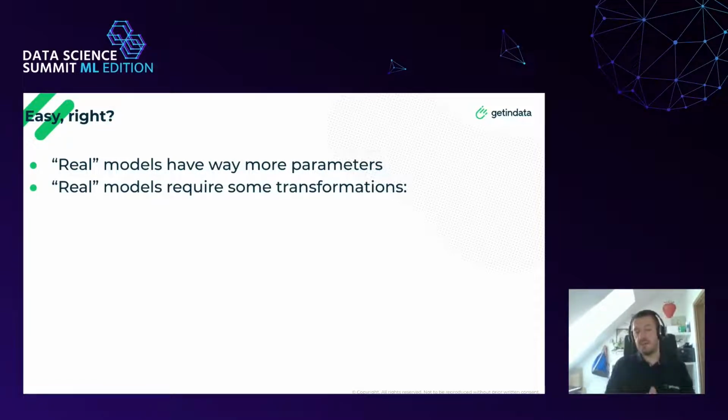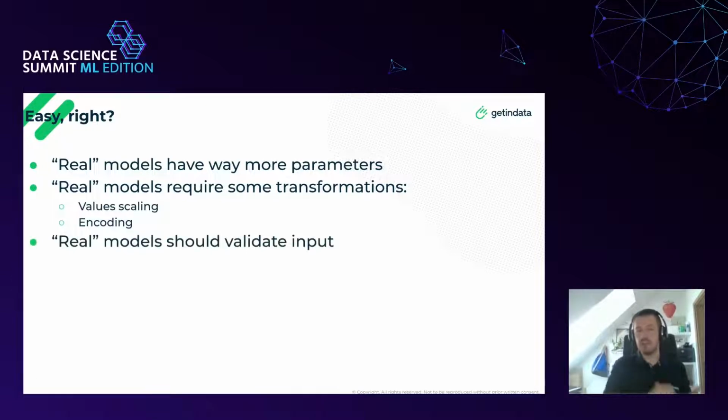Real models, so models that you create, usually require some transformations. By transformations, I mean, for example, value scaling, like in the data you have values from 1 to 10, but the model expects from 0 to 1 because this is how the model was created, or encoding. Real models should validate input.